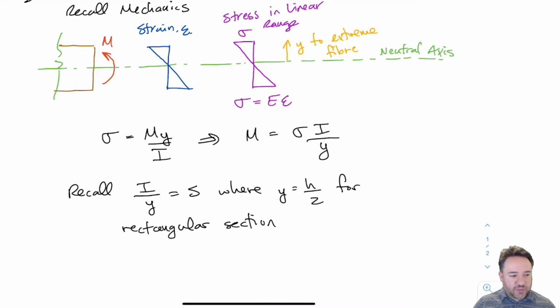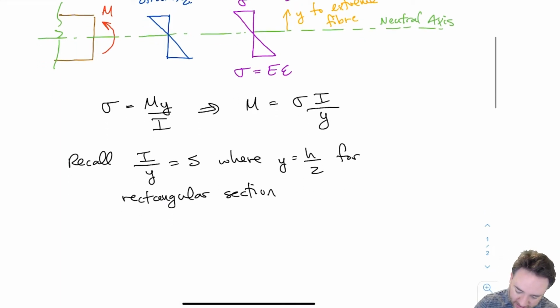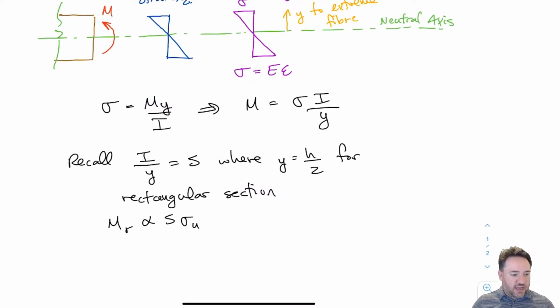And in this case, for a rectangular section, and almost all timber members are rectangular, which is the nice thing about them, then y is h over 2, half the total height, since the neutral axis is in the center. So then if we sub back in, if we want to find a resistance, Mr is basically proportional, I'll say proportional here because we're missing some parameters, to S, the section modulus, times sigma u, which would be the ultimate strength of the wood in tension as a stress.